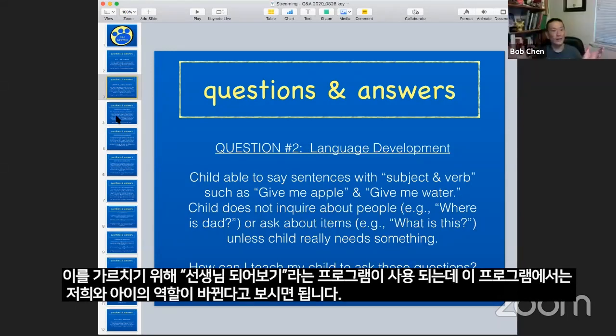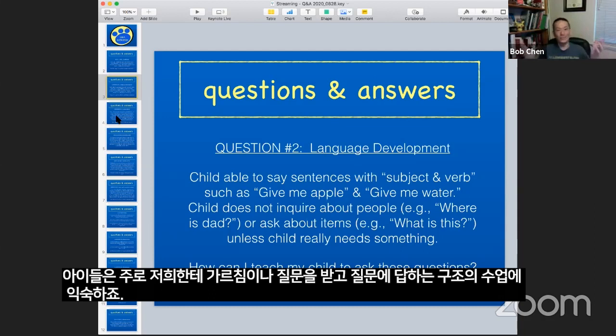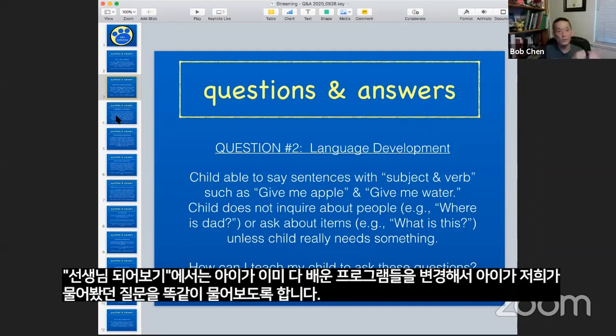So what we do is we have a program called Be the Teacher. And Be the Teacher is basically we're switching roles with the child. So the child's used to us teaching them stuff, asking them questions, them answering those same questions. They're used to that. And so Be the Teacher is taking all the programs that the child has already learned and changing it so that they're the ones asking us those very same questions.